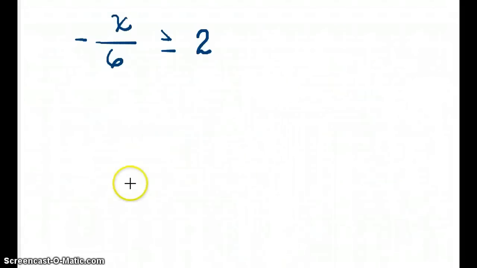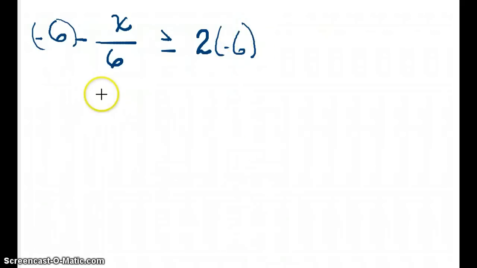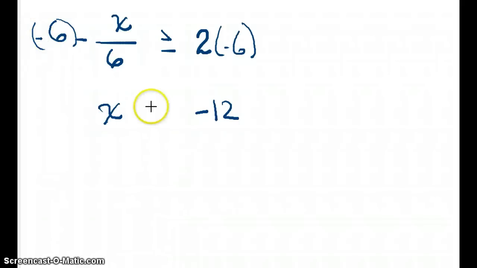Okay, one last thing here. We've got a negative and a 6 at the bottom. How do I get that 6 out of there? Well, we've talked about multiplying. Multiply this by negative 6. Multiply this by negative 6. A negative times a negative gives me a positive, so that's x. That gives me negative 12. I multiplied by a negative number, so I have to flip the sign. And then again, I would do the check step.